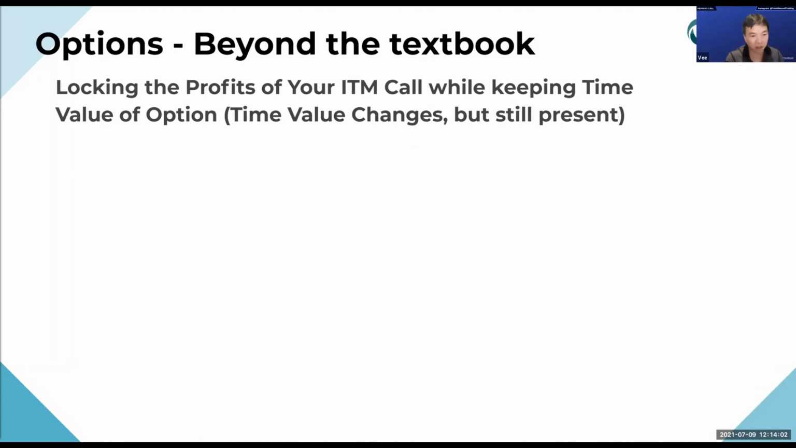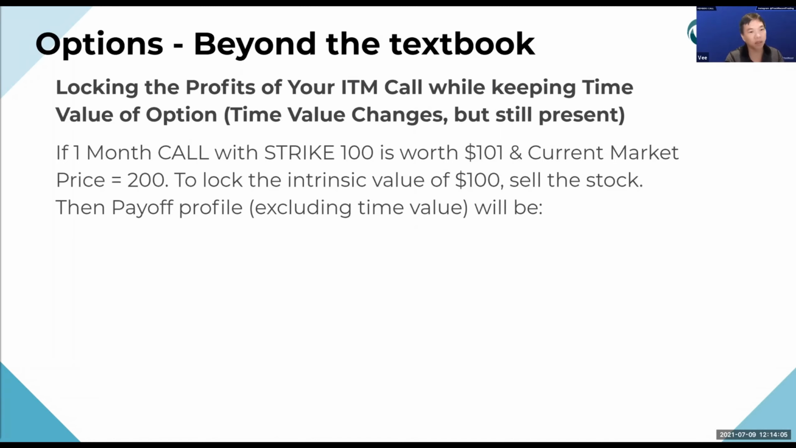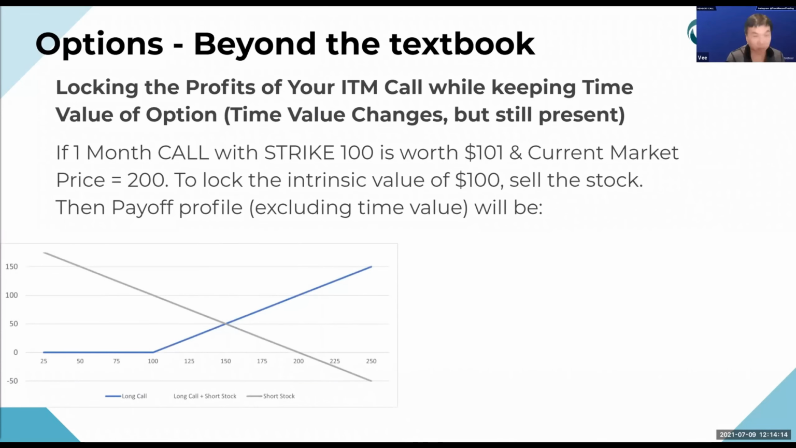But that is the intrinsic value, right? The difference between the current market price of 200 and your strike price of 100 is that intrinsic value. So many people will think, because their option is worth $101, oh, I want to lock in the profits, I'm just going to sell out this option. But a better way to do it, if of course it depends on your broker platform and your access to options, and the margining, okay.